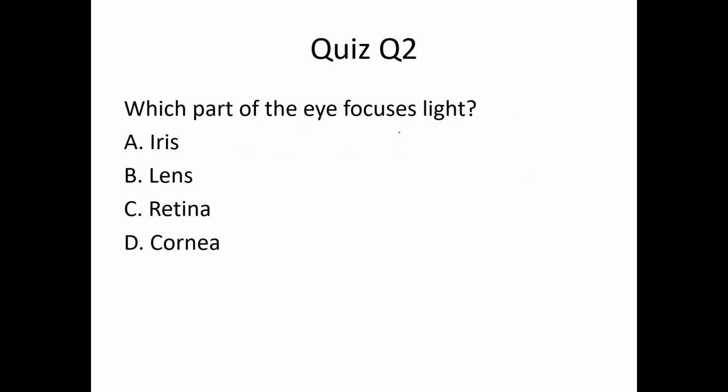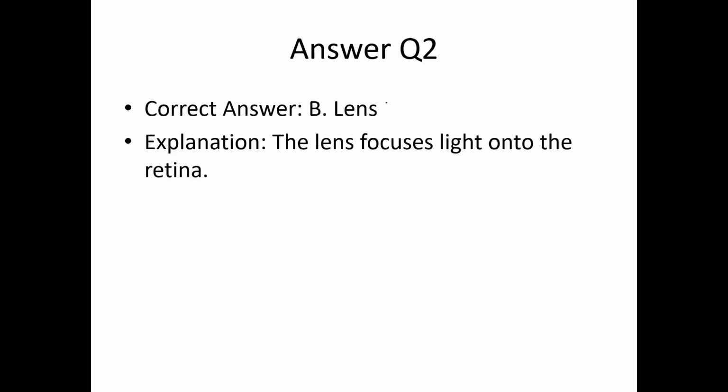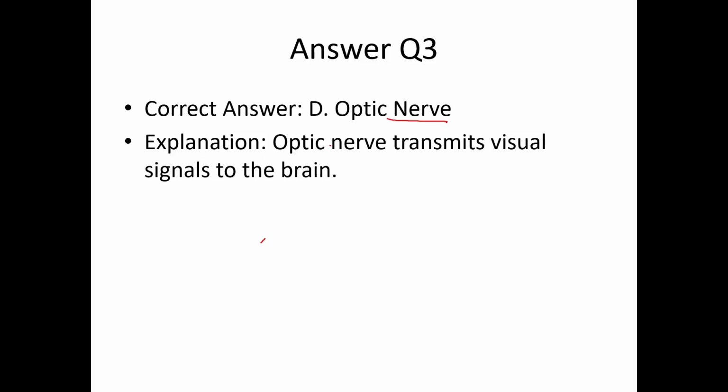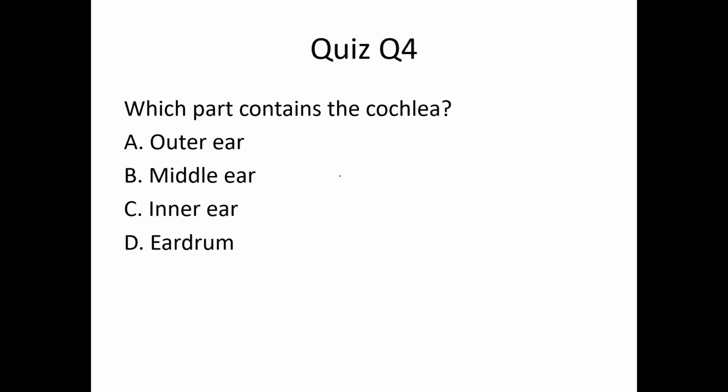Which part of the eye focuses light? Basically the lens. We know which kind of lens we have: convex. So the lens focuses light onto the retina. Which part sends the visual message to the brain? The optic nerve. Optic is used for basically the eye. So it's the optic nerve. The optic nerve transmits visual signals to the brain.